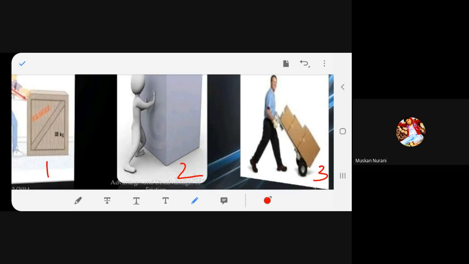In 1 and 2, more force is applied to push, whereas in 3, because of the roller, the effort is less, the force is less. But in all 1, 2, and 3, frictional force is there. What force is there, beta? Frictional force. Now, what is frictional force? The force at the bottom, with the ground. The force with the ground.